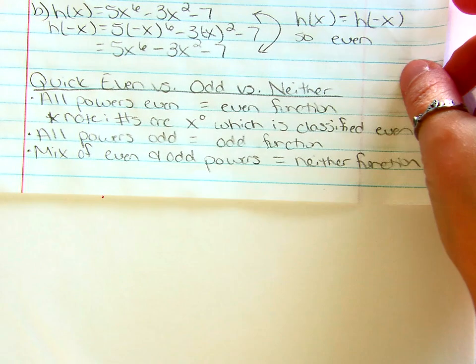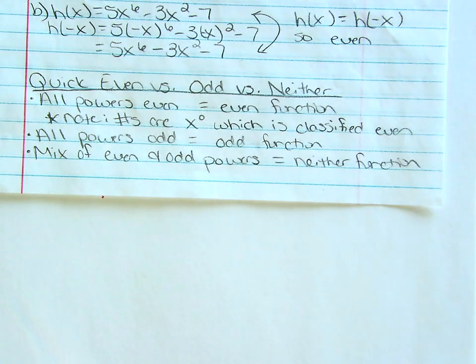Just look at the powers. If all the powers in a given function are even, then you have an even function. If all the powers are odd, then you have an odd function. And if you have a mix of even and odd powers, you have a neither function. There's no algebra necessary, which is awesome.